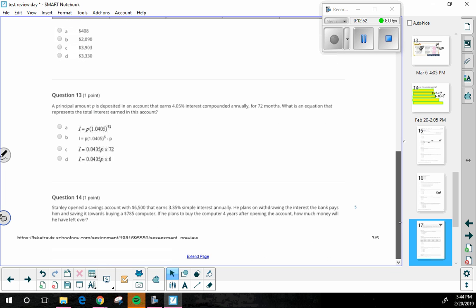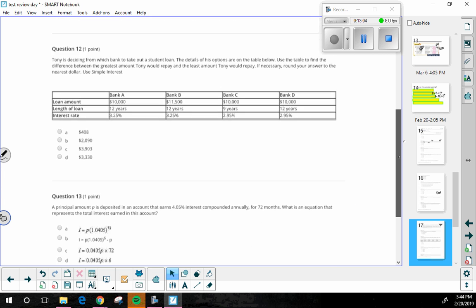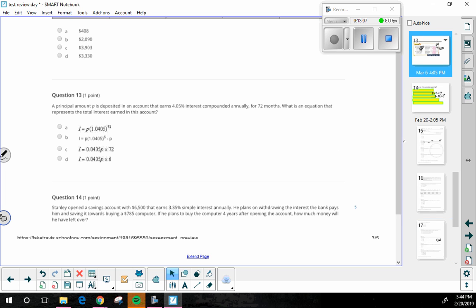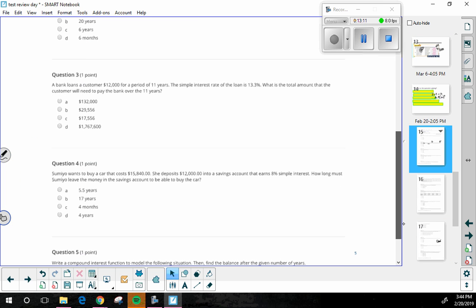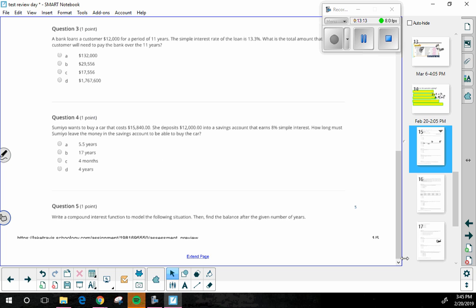Number 14, Stanley opens a savings account with $6,500 that earns 3.35 simple interest annually. You need a chart for that? No, because there's no each year. How many do you need a chart for so far? I don't know if we've looked at all of them. But it seems like it. Okay.